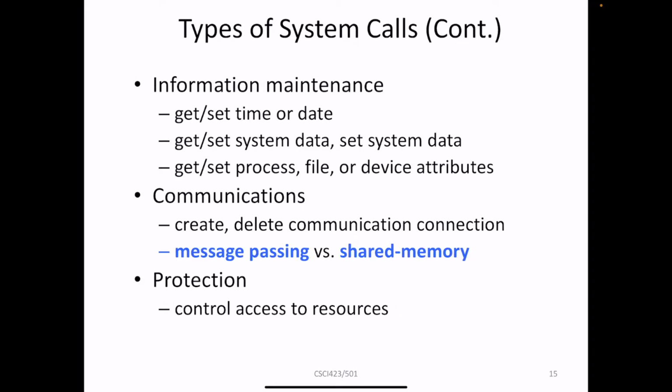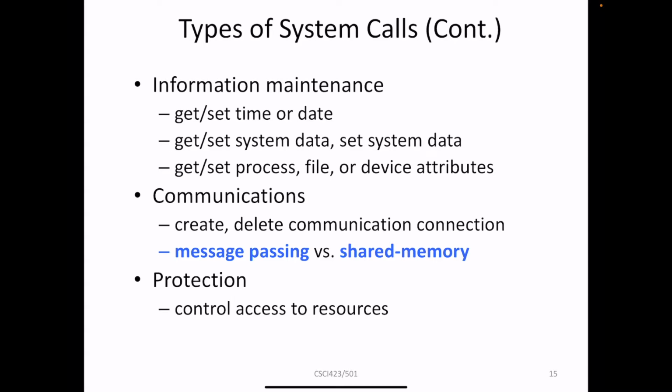There are other types of system calls, for example, information maintenance, which is used to get or set system time or date, and also get or set system data, and get or set process, file, or device attributes. And other types of system calls are very important for communications. Those system calls can help create and delete communication connections.